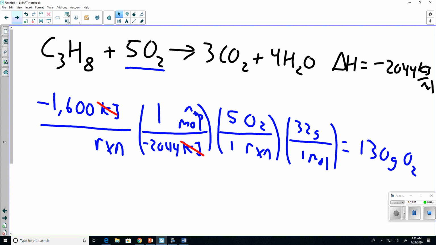So our calculation today that you need to learn and that your web assignment is going to be based upon is using that enthalpy value and a conversion factor. Either I give you the starting amount of something like I did in the first problem, and you have to figure out how much energy is given off, or I give you the amount of energy, you have to figure out how much did I need to make that happen.